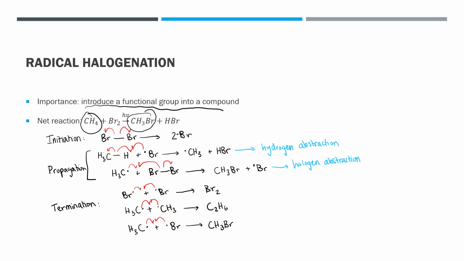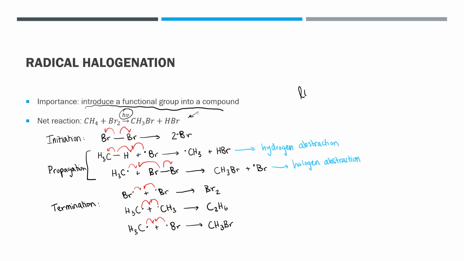We replace an H with a bromine and we have Br2 as our reagent, and then we form HBr in the end. So that's just like our excess: we want to form CH3Br, we want to introduce our bromine, and our excess material is left in HBr. And the last thing I want you to notice with the net reaction is that we need light for this reaction to occur.